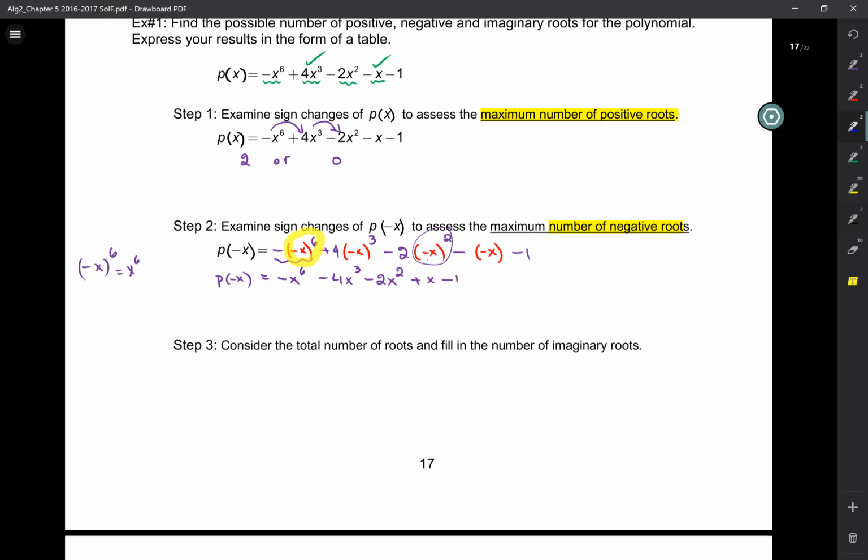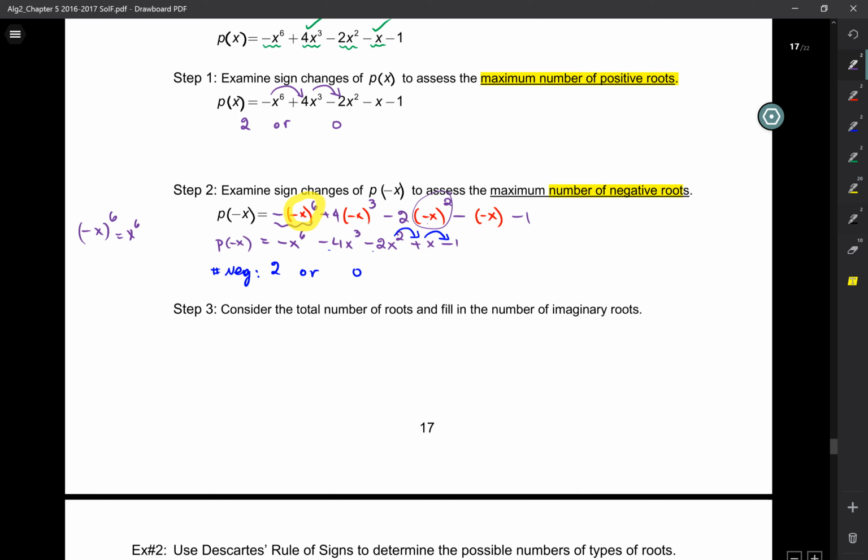Okay, now we have to do the same thing. We go horizontally and see where the coefficients change sign. So we have minus, minus, minus, plus, and then back to minus. How many times was there a sign change? Twice. So the number of negative zeros is 2 or 0. Now we have to make a chart. For the number of positive ones, we got either 2 or 0, and for the number of negative ones, we got either 2 or 0.